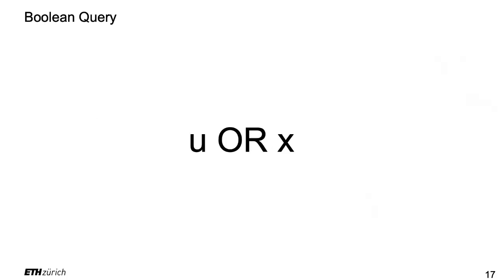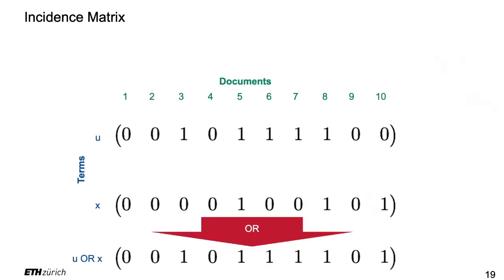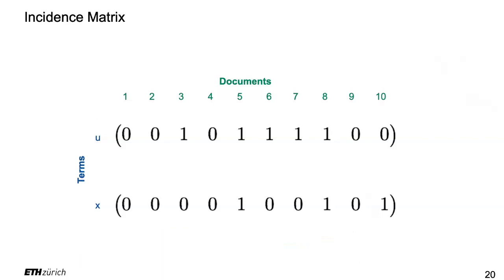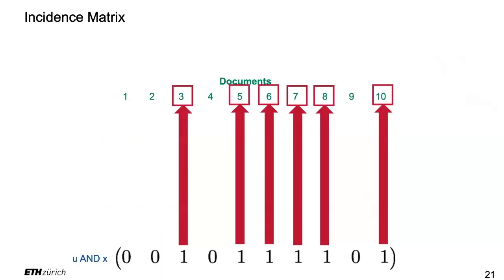What about OR? Who can do it? More hands, who can do it? It's the same, right? You just look at this, you take the two row vectors, you use a bitwise OR, and then you return the results, right? Like this. So we have AND, we have OR, we have NOT, and we have a simplified incidence matrix that encodes which term belongs to which documents.